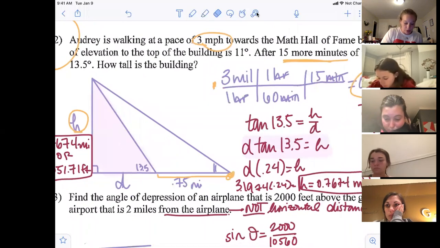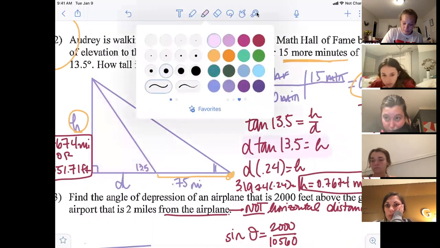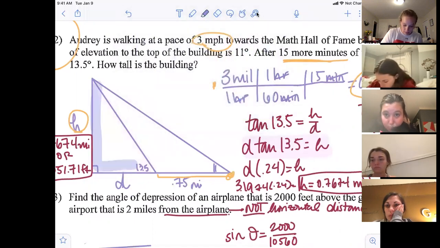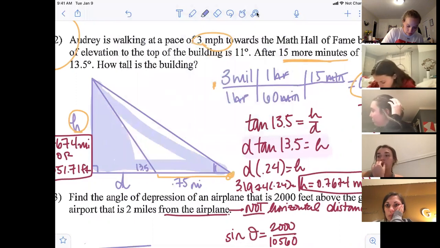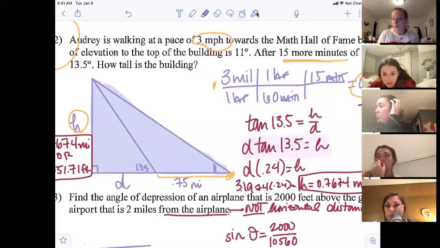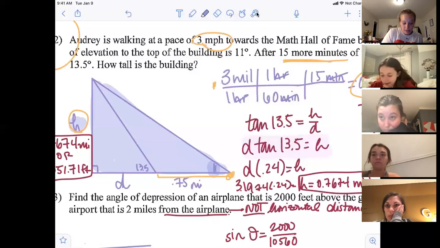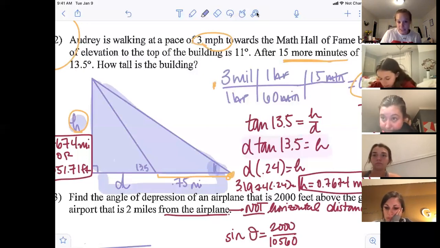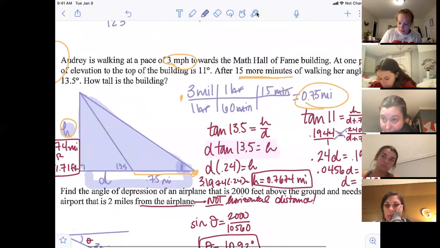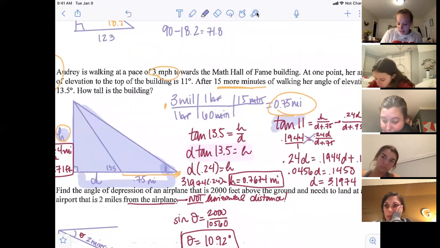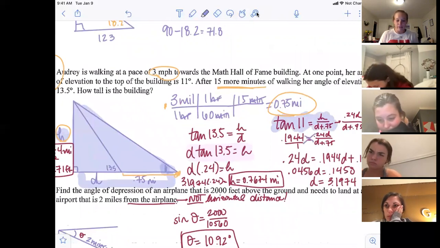Now I got to look at the other triangle, which is here. Again, we don't know how to deal with non-right triangles. Everything we've done so far is right triangles. So now this has an angle of 11. It has an opposite of H, and its adjacent side is D plus 0.75. So that's why over here to the side I've got tan of 11 equals H over D plus 0.75.